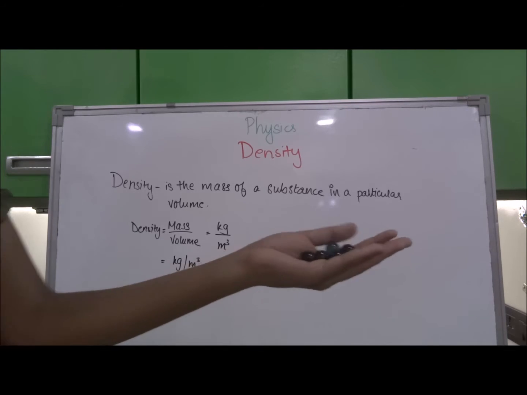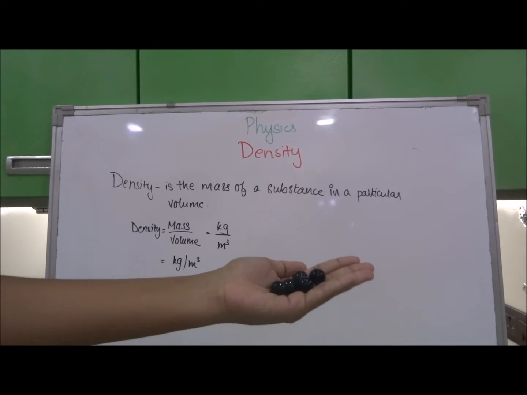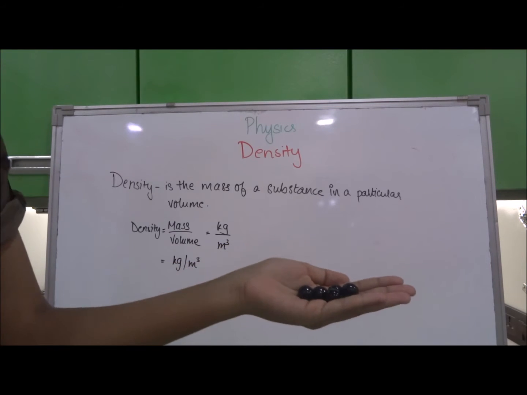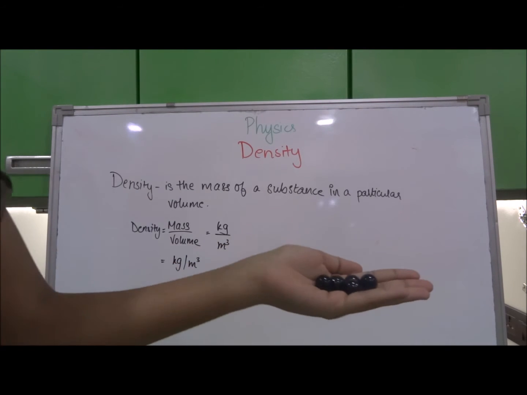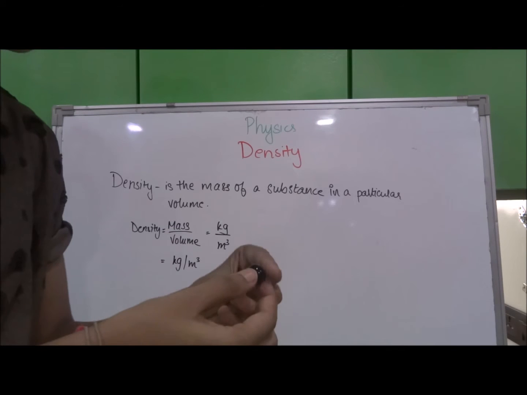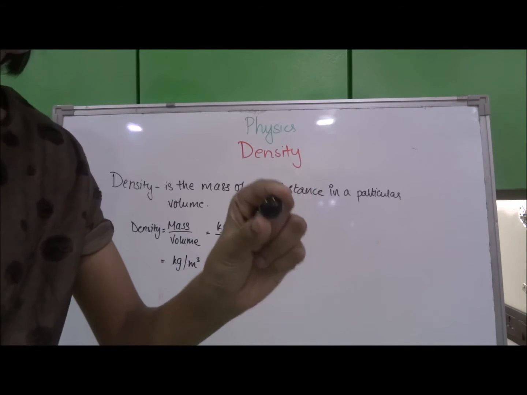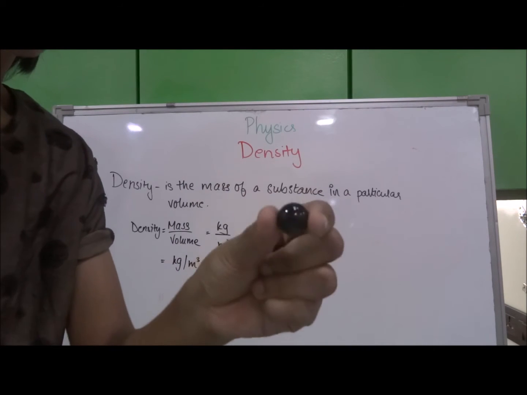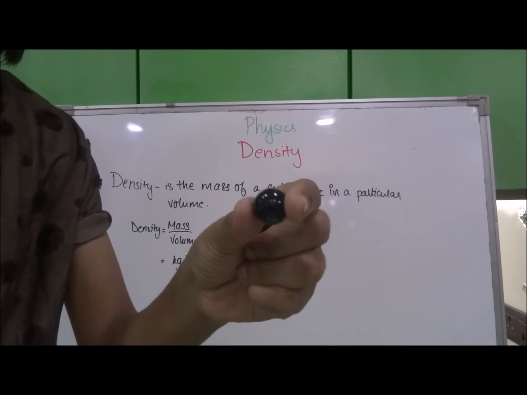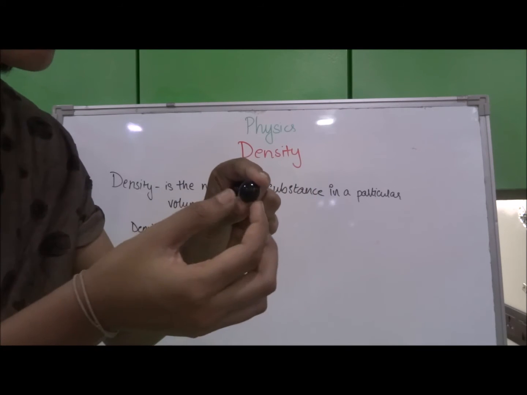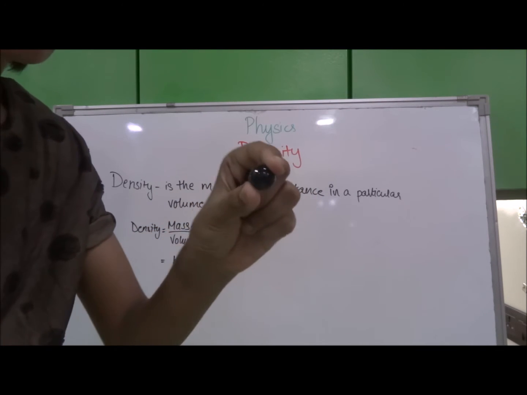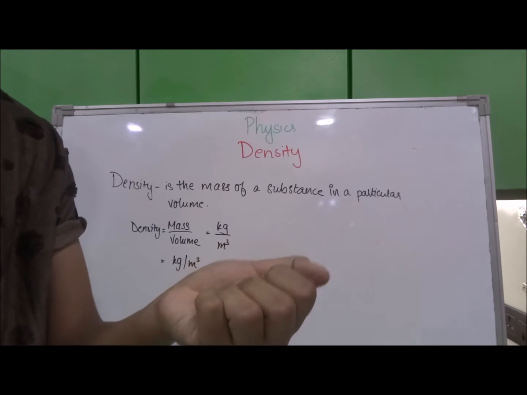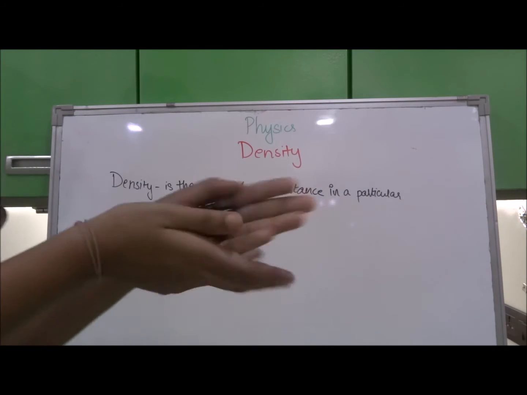So now we're going to find out the volume of these glass beads. There are two ways to find out the volume of them. First is to use a formula. Each of these glass beads is a sphere, and there is a formula to find out the volume of a sphere. That's 4 upon 3 into pi r cube. But to find out the radius, that is the r of the sphere, it's going to be very difficult. So we use the second method.